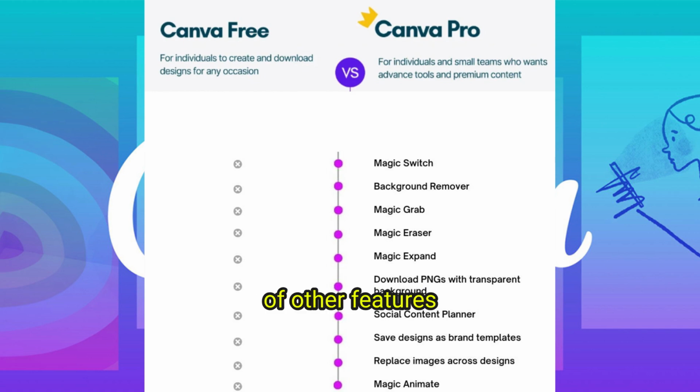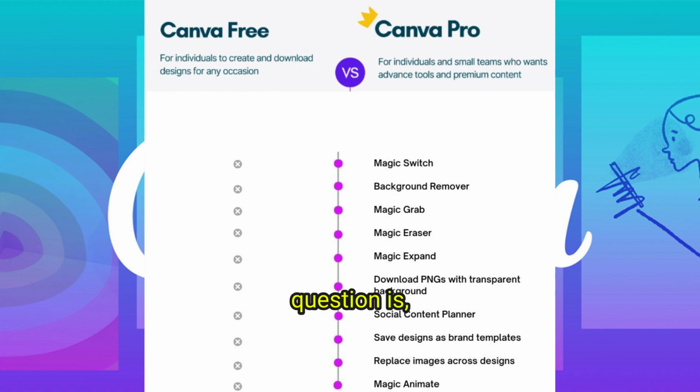And there are a lot of other features available, like you can download PNG with transparent background in Pro, which you can't in Free. You can manage your social content planner from Canva Pro. You can save designs as brand templates. You can replace images across designs. You can have access to magic animate. So all of these things are only available for Canva Pro account and are not available in Canva Free account.